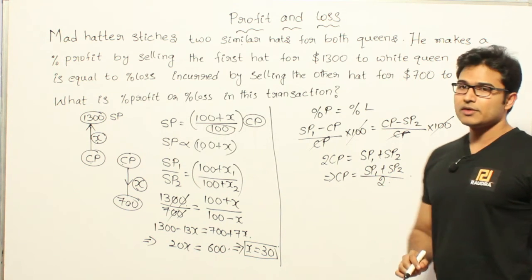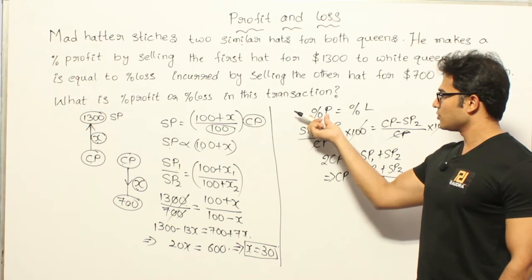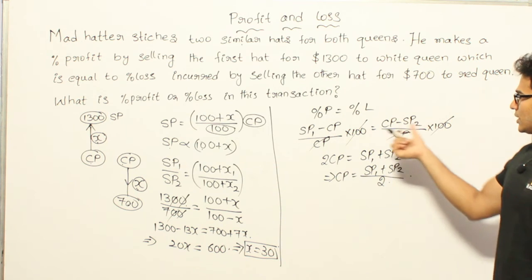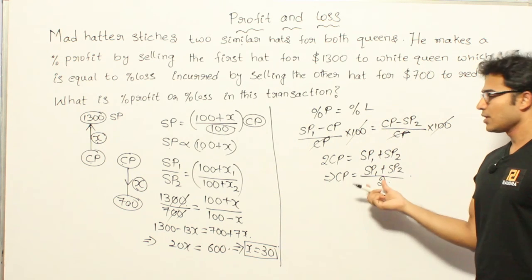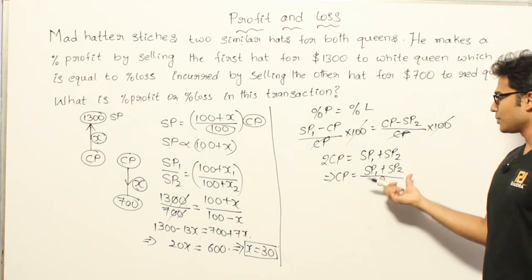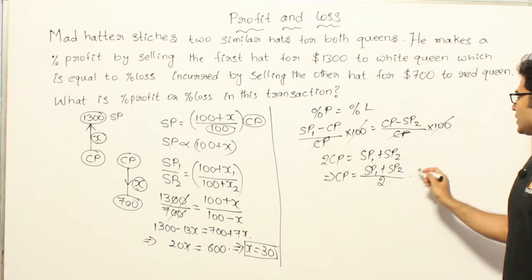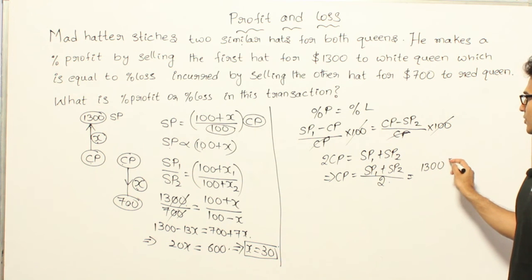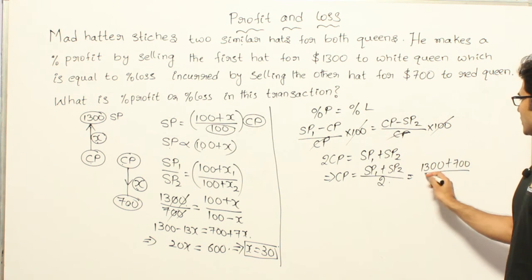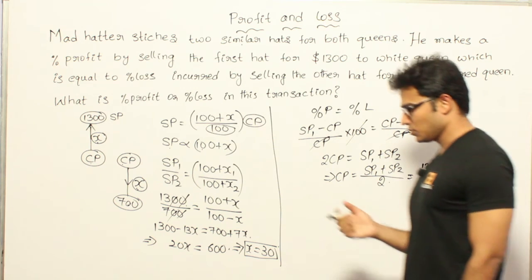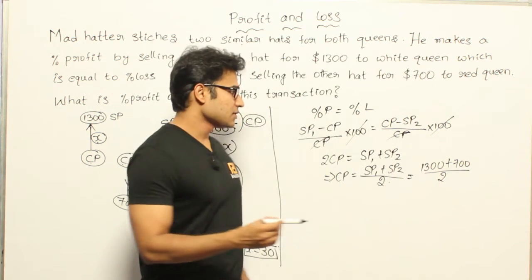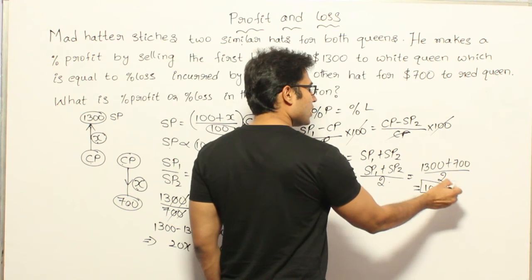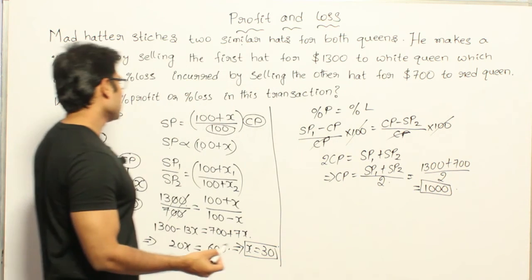Given that the profit percent in the first transaction is equal to the loss percent in the second one, only in that case will I get cost price equal to this. So this is not applicable in all cases. Just be careful there. Substituting the values, 1300 plus 700 divided by 2, which is $2,000 divided by 2, so $1,000 is the cost price. The cost price of each hat is $1,000.